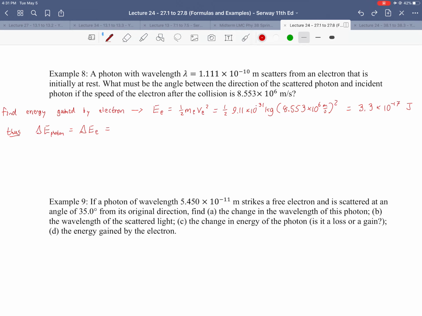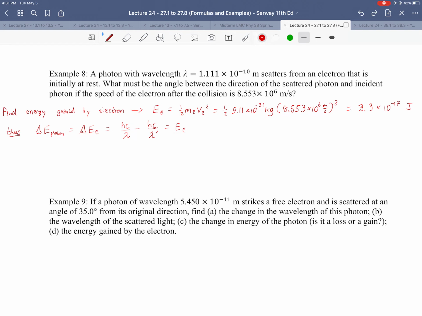So then we'd have hc over lambda minus hc over lambda prime equals the energy of the electron. What I'm saying there is that this is the change in the wavelength, because if the photon is losing energy, the only way it can lose energy is to have its wavelength increased. Again, this is just the energy of an individual photon. It's just h times f.